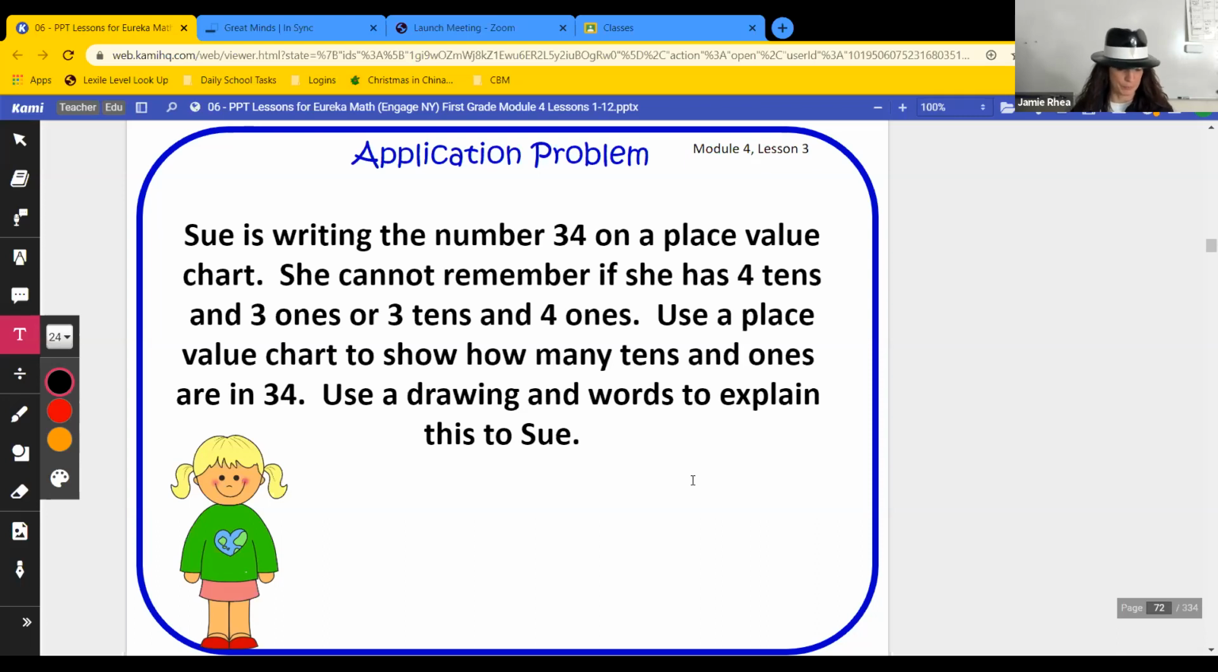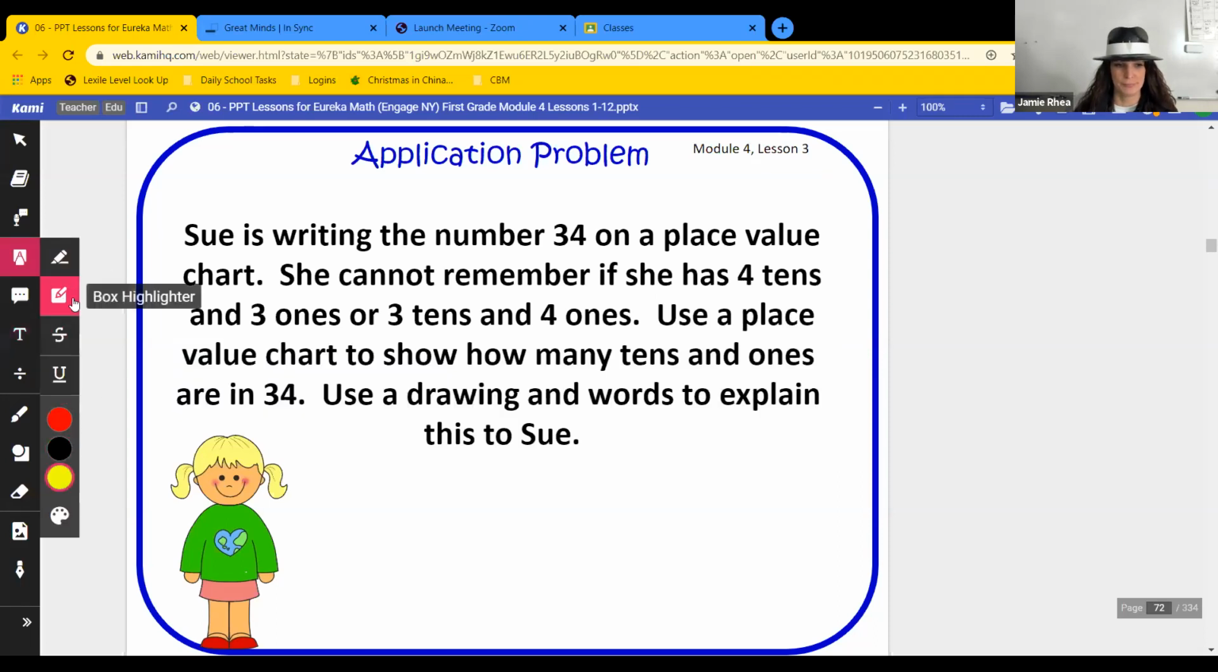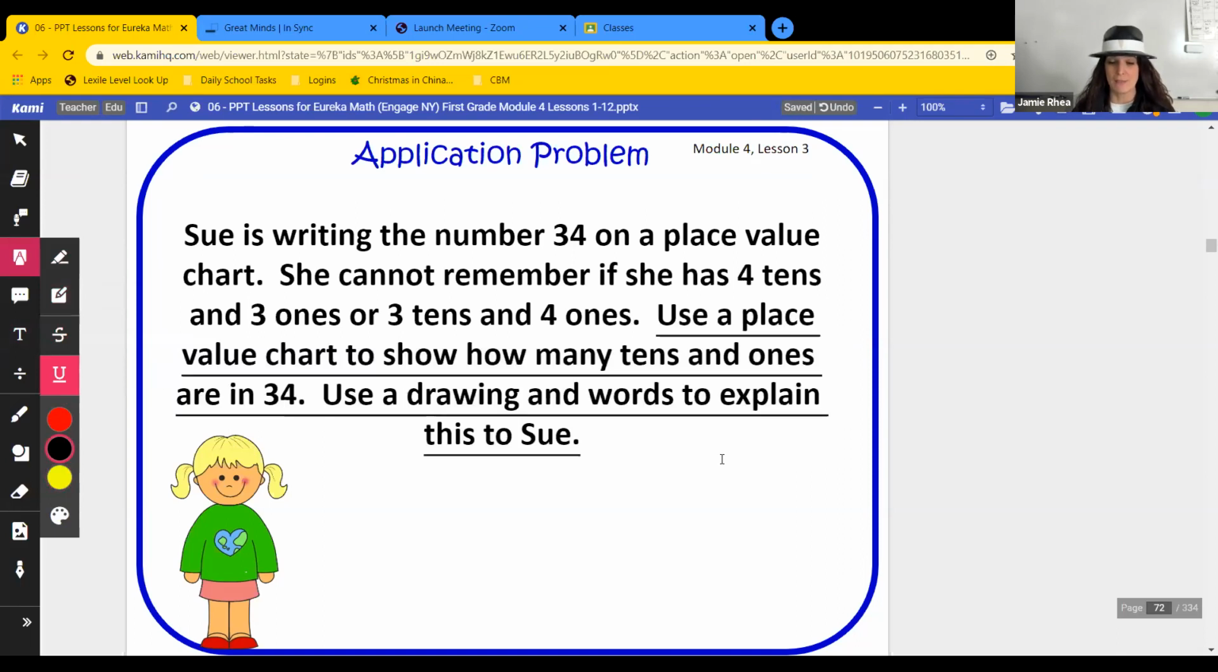Okay, so here's what we have to do. We have to use a place value chart. We've got to show how many tens and ones are in 34, and then we have to draw and use words to explain this to Sue, okay? Good thing for us, we know how to do that because we did it in our last lesson when we used 5 row columns or 5 group columns, and we used a place value chart. We know how to do this, okay?